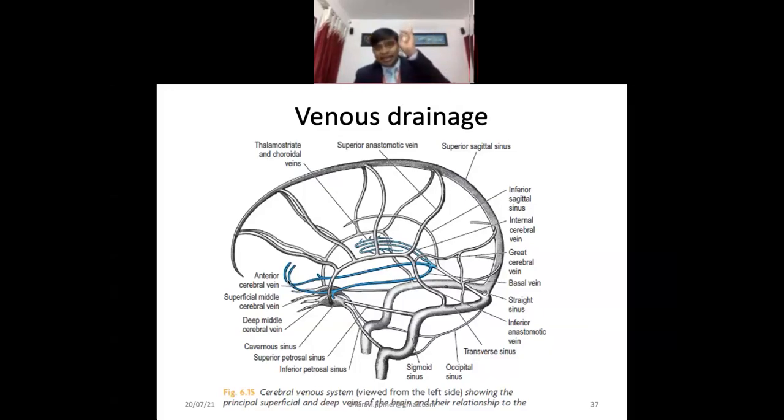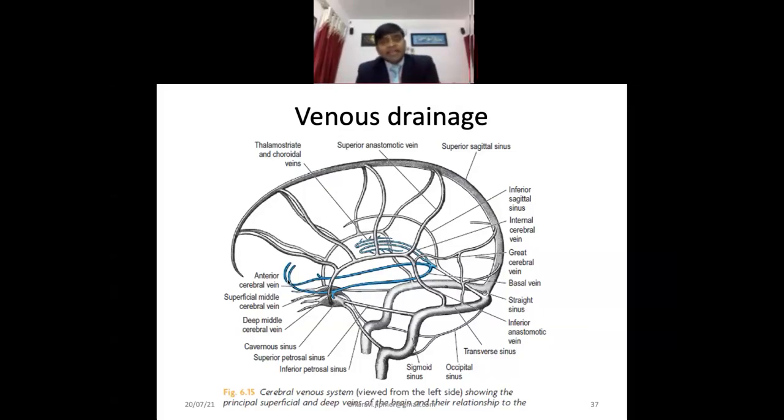I said it is thin walled, it doesn't have the muscular tissue in the wall. Then I said it doesn't have the valves, right? So it can flow in any direction. Then I said it usually doesn't follow the arterial pattern. So these are the characteristic features related to the venous drainage of the brain.